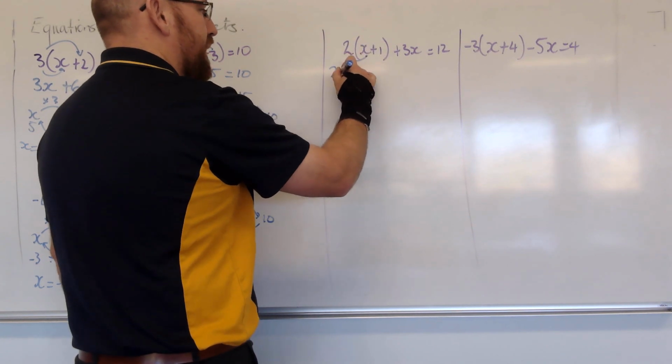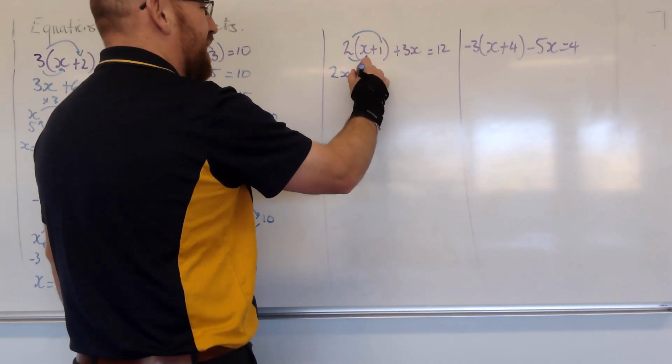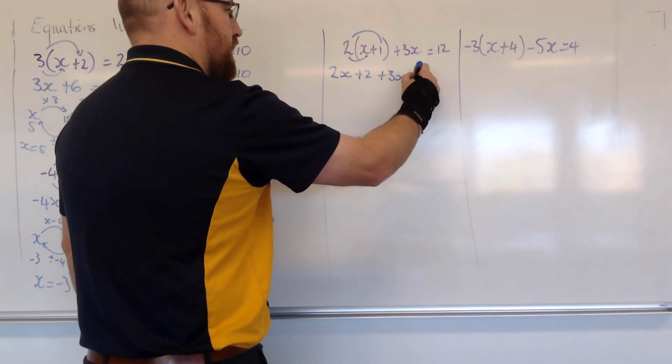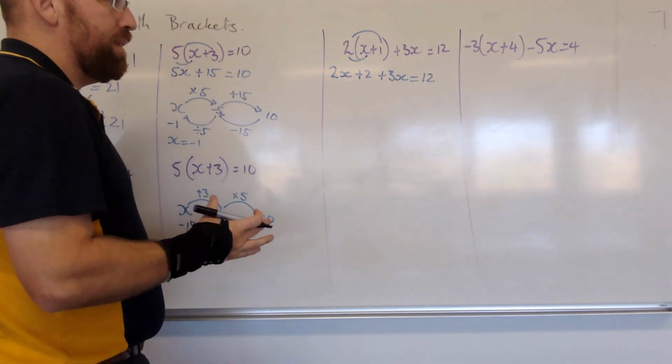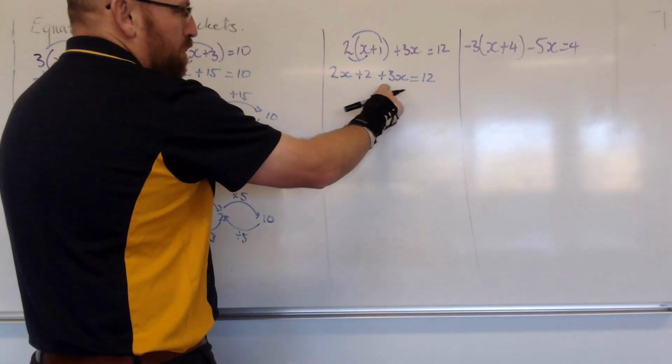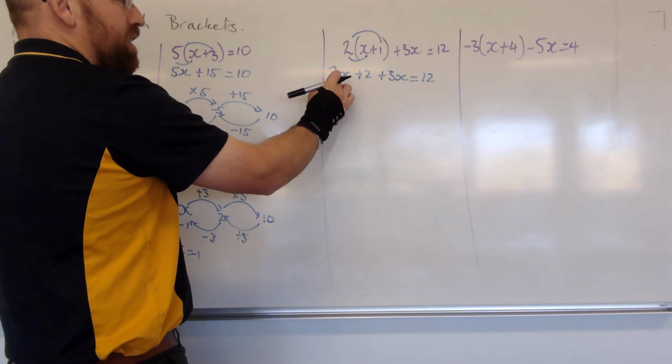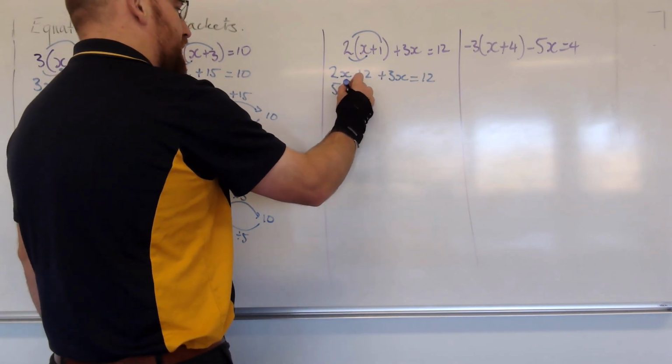So I go 2 times x is 2x, 2 times 1 is 2. I still have my plus 3x. I still have my equals 12. But now we can see I've got 2 lots of x plus 3 lots of x. Well, we can collect those like terms like we've done in the past. So 2x plus 3x will give us 5x.